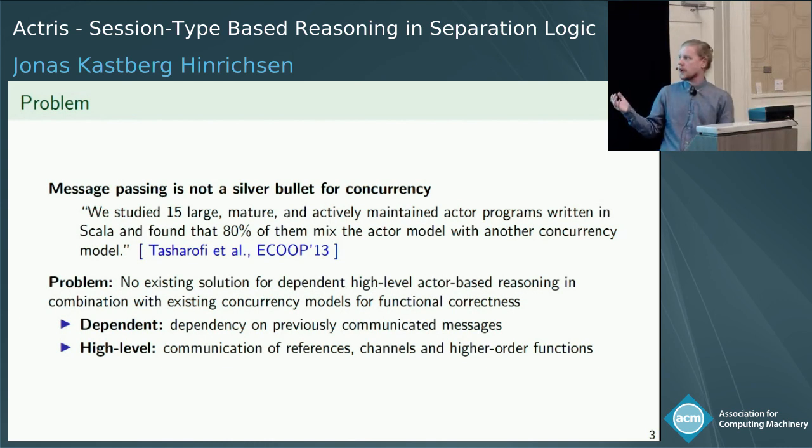So the problem that we find is that we want to do functional verification of these kinds of programs, but no end-all be-all solution exists for doing this sort of reasoning that actually combines message passing with concurrency models. At least no solution that is also dependent and high level, which are properties that we found to be very important for the expressivity of this kind of reasoning. When we say dependent, we mean that protocols can depend on previously sent messages. And when we say high level, it means that we can actually communicate stuff like references, channels, and higher order functions.